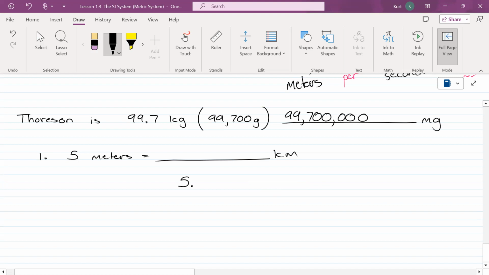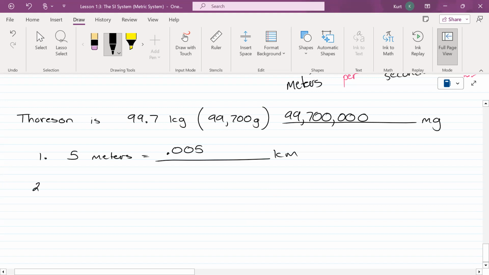How did you know? There are students in this room that do not know how you got 3. So how many times bigger is a kilometer than a meter? 1,000 times. How many zeros are there in 1,000? 1, 2, 3. 0.005 kilometers. If you ran 5 meters, that's like going from one end of these desks to the other. That's roughly 5 meters, probably a little bit more, but approximately.